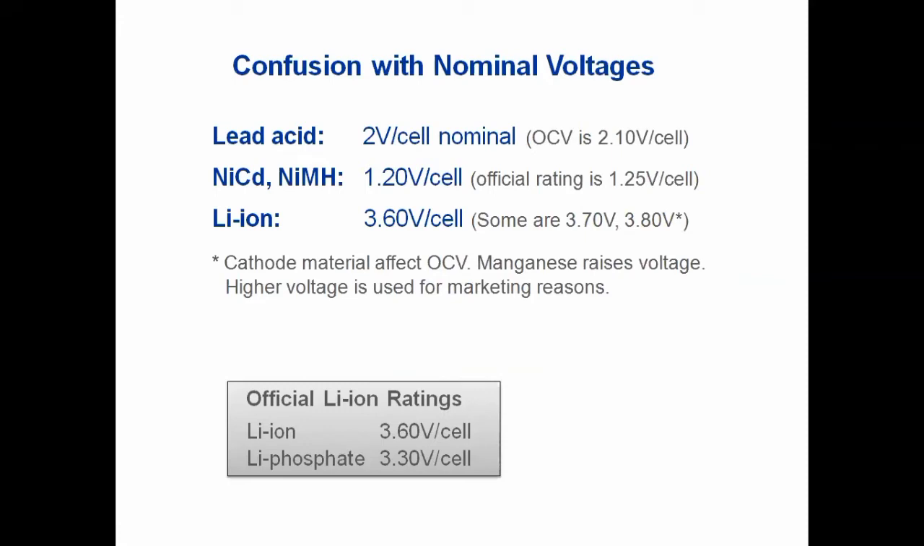So let us look at the batteries. Lead acid is 2 volts per cell nominal, and the actual cell voltage is 2.1 volts. For nickel cadmium and nickel metal hydride, it is 1.2 volts per cell, and the official rating is 1.25 volts per cell. For lithium ion, it is increased to 3.6 volts per cell.